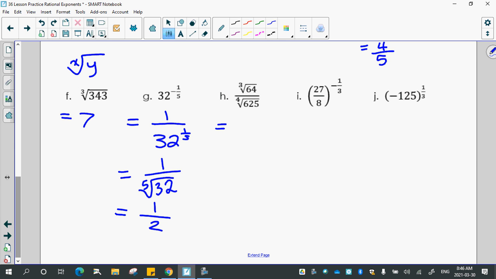This one's already in radical form, or root form. So the 3rd root of 64. What number multiplies by itself 3 times to give you 64? 4. And what number multiplies by itself 4 times to give you 625? 4th root of 625. 5.